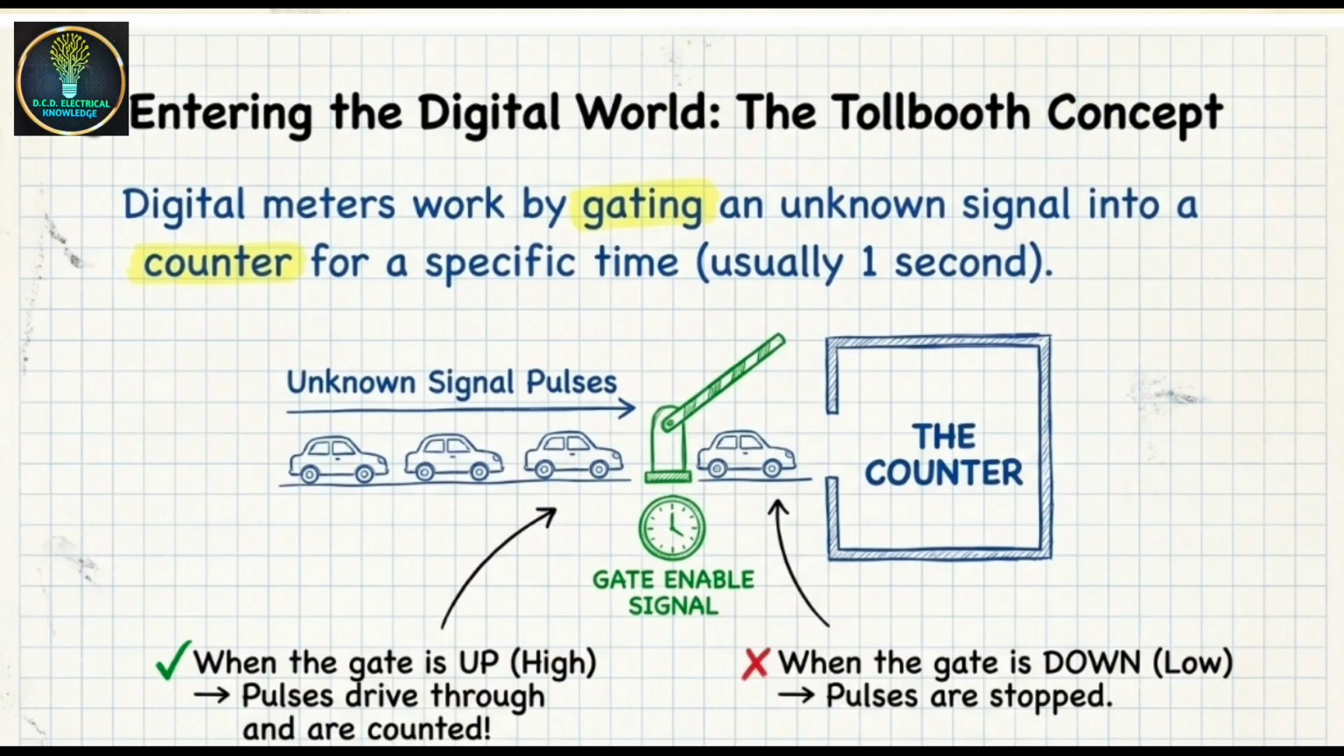Gate enable signal. When the gate is down, low, pulses are stopped, that is, they do not enter the counter. Please stay with me till the end of the lecture to know more important and interesting things.